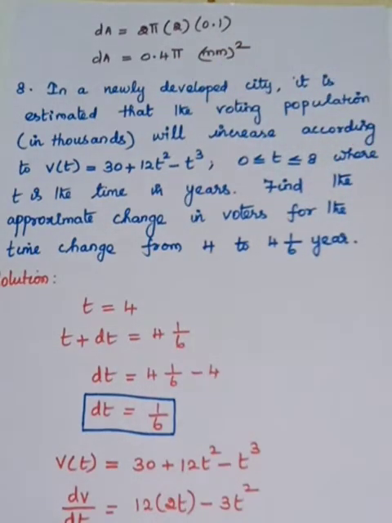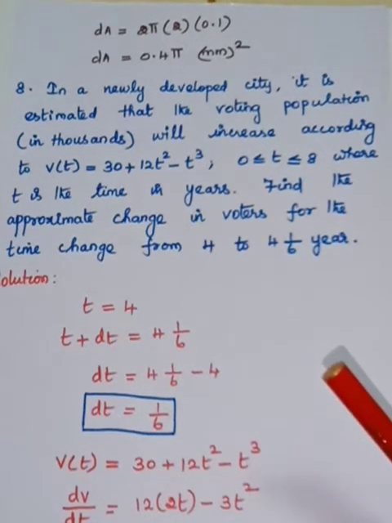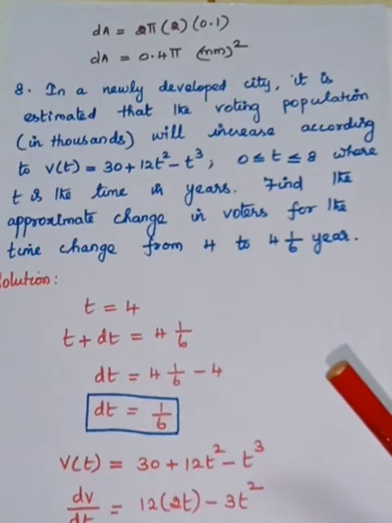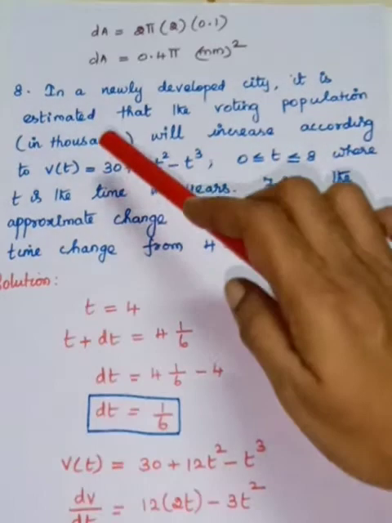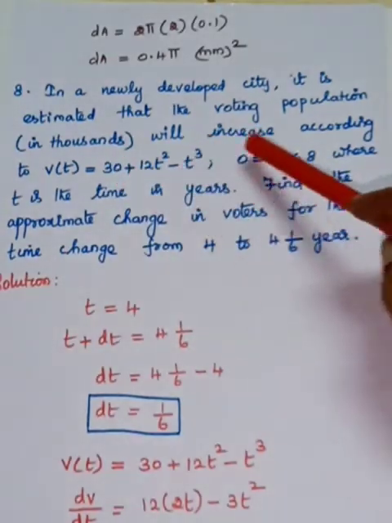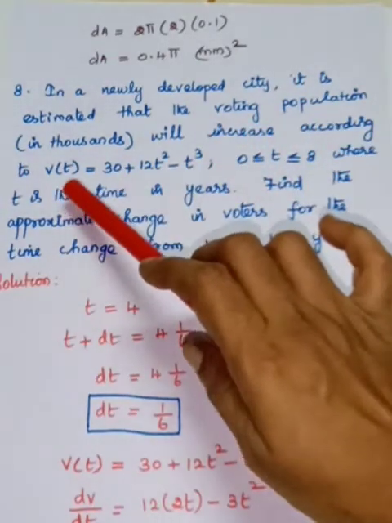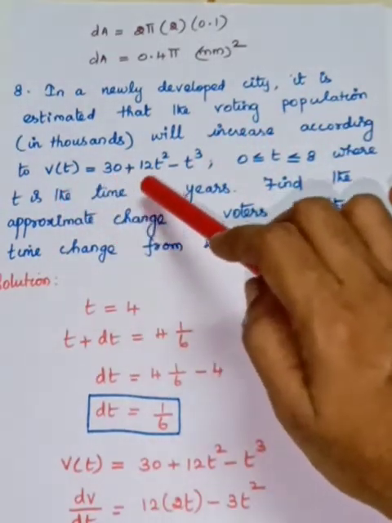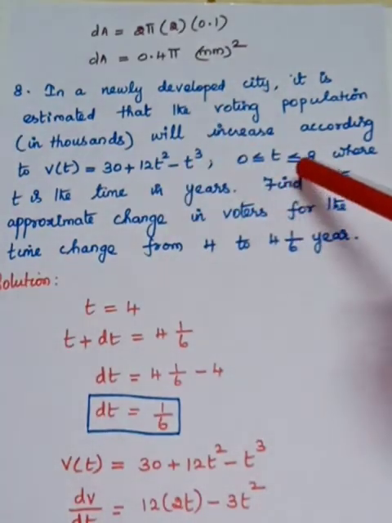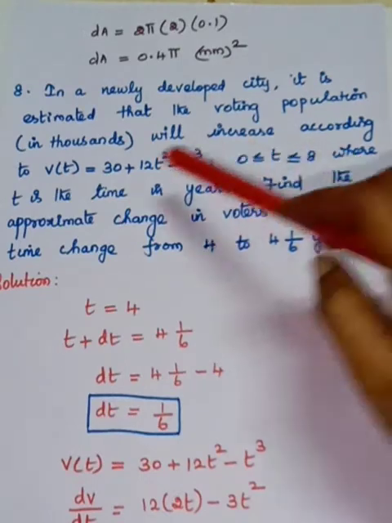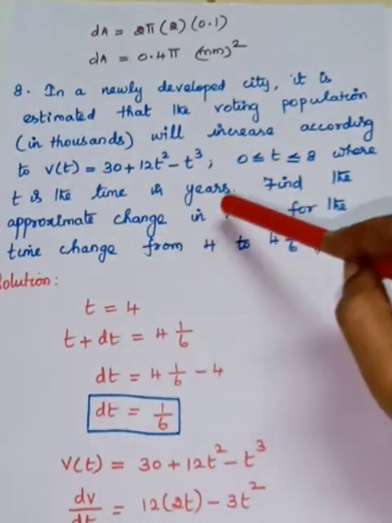Okay, so come to problem number 8. In a newly developed city, it is estimated that the voting population, in terms of thousands, will increase according to V of t is equal to 30 plus 12 t squared minus t cube, 0 less than or equal to t less than or equal to 8, where t is the time in years.